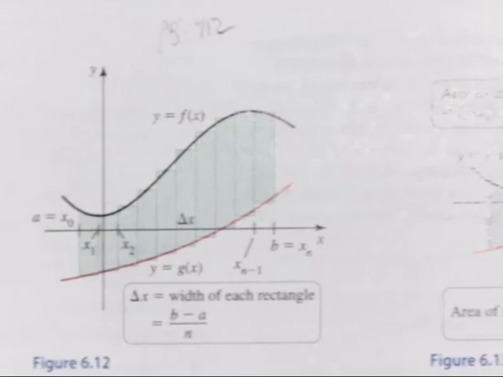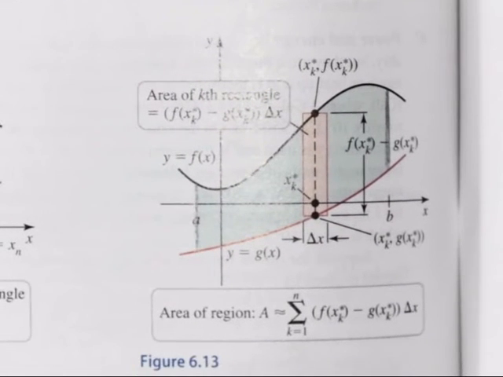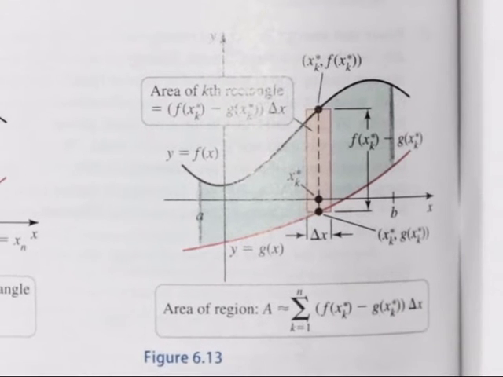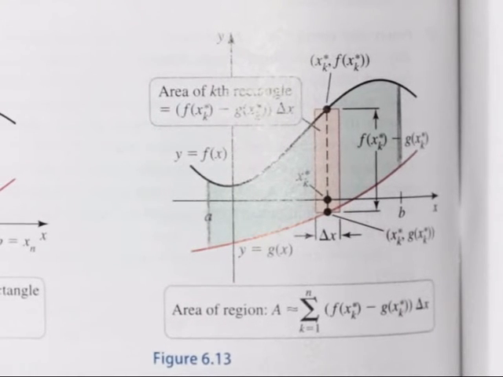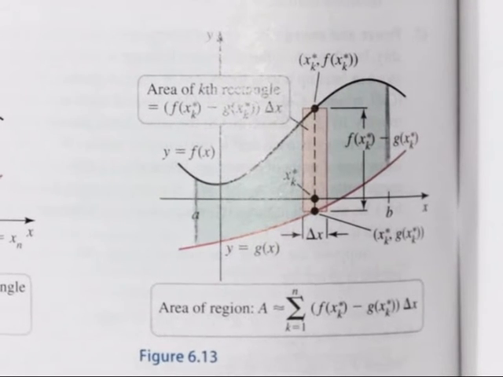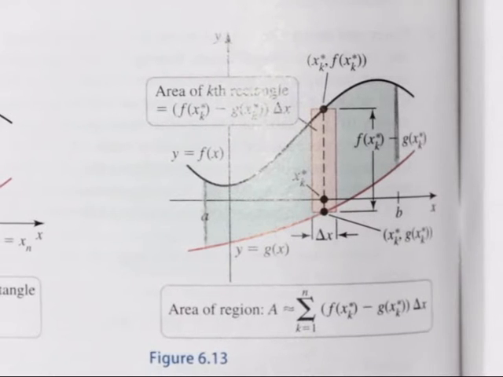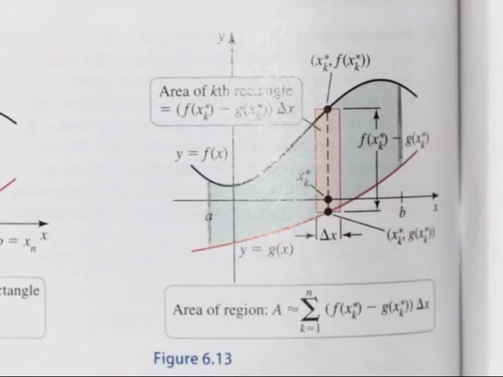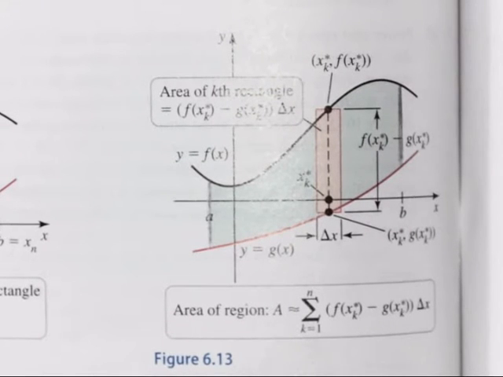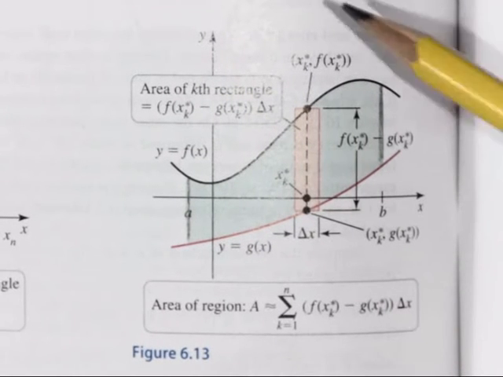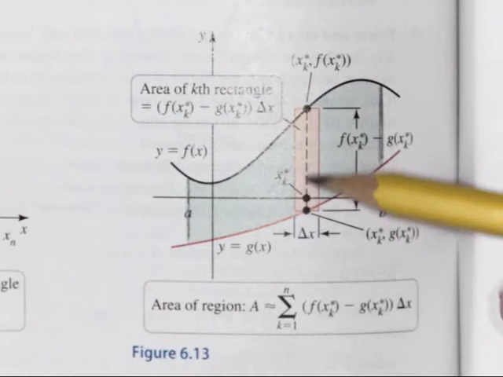So the same idea is applying here. The difference is, we are able to find delta x, which is the width. That's not a problem. That's b minus a divided by n. The difference here is how do we find the length of each rectangle? If we were finding the area between a curve and the x-axis, that was pretty easy, because I could just use the height of the curve. But in this case I have two curves, and I want to find the length or height of this rectangle between those two.